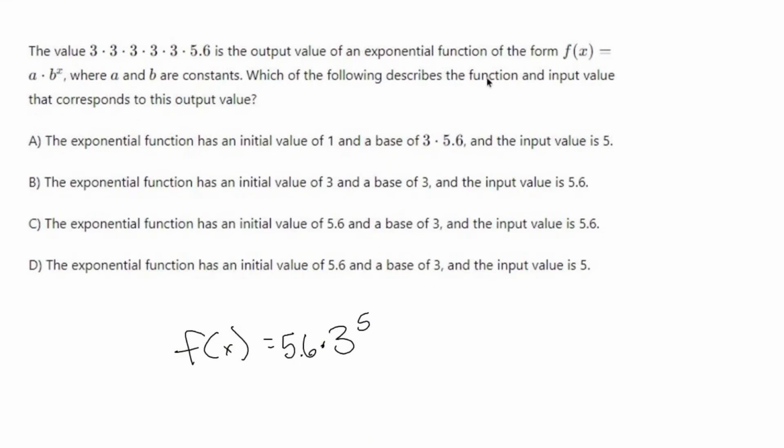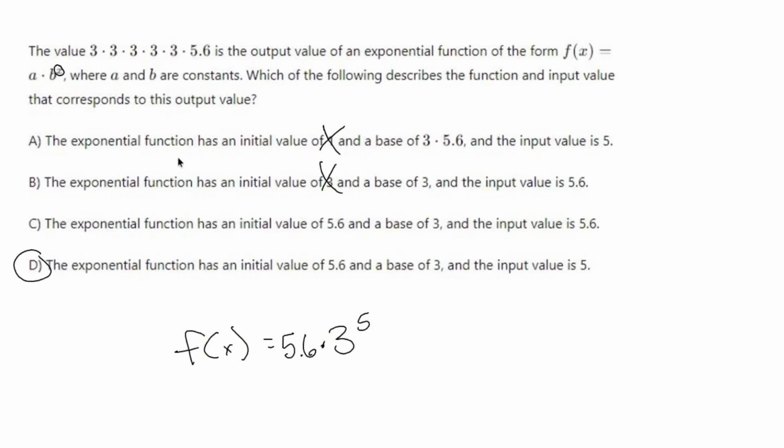Which of the following describes a function and input value that corresponds to the output value? Well, these are all exponential functions. It has an initial value of 5.6, so that eliminates two of the options, so let's focus on C and D. A has a base of 3, so that allows for that. That's still good. And an input value of 5.6. Well, by input value, we're assuming that the input value is x, and we're inputting 5 in this case because there's 5 threes. So the answer in this problem is going to be D. It wouldn't make sense to have 5.6 again in this problem.